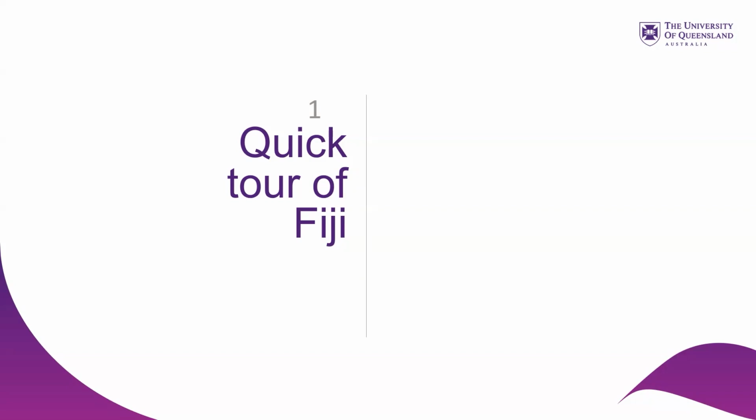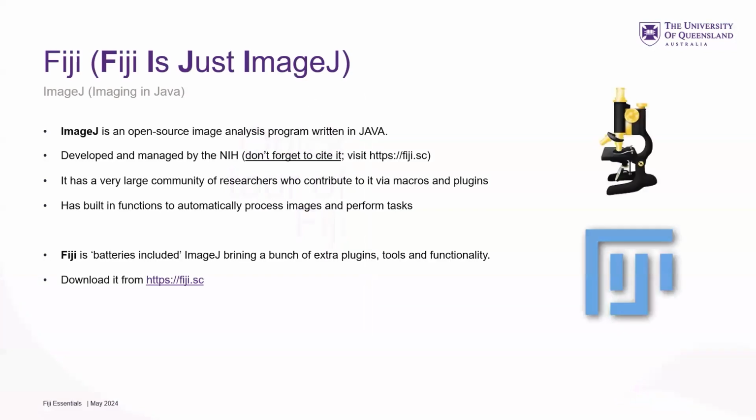So a quick tour of Fiji. As I said, Fiji stands for Fiji is just ImageJ, and ImageJ stands for imaging in Java. So that's where the names come from. Why would you want to use it? Well, you're all here, so you're obviously interested, but it's open source, which means it's free. That's really good for the university. And it's written in Java, so it's pretty fast.